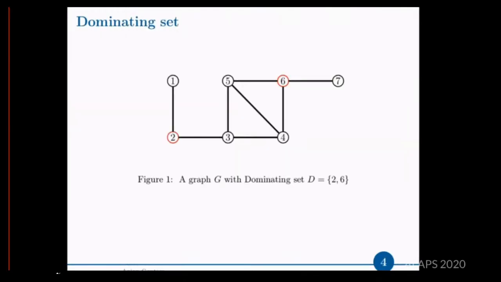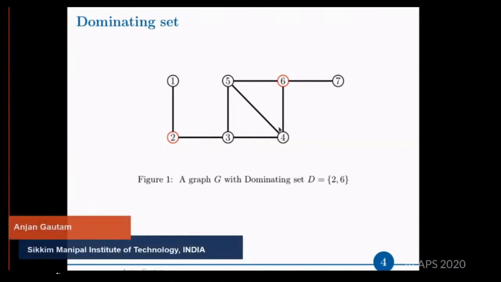If this is a graph G with 7 vertices, here the dominating set is {2, 6}. As we can see, all the vertices outside the dominating set have a neighbor in D. That is, 3 has neighbor 2, 1 has neighbor 2, 5 has neighbor 6, 4 has neighbor 6, and 7 has neighbor 6. So this is a dominating set. This is a graph whose dominating set is {2, 6}, and the domination number is 2.